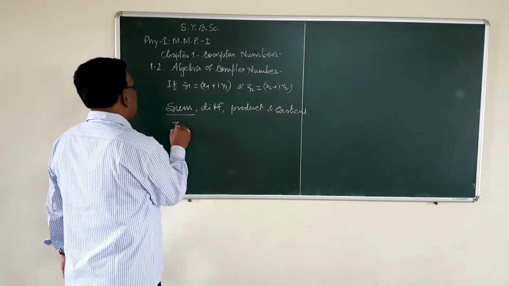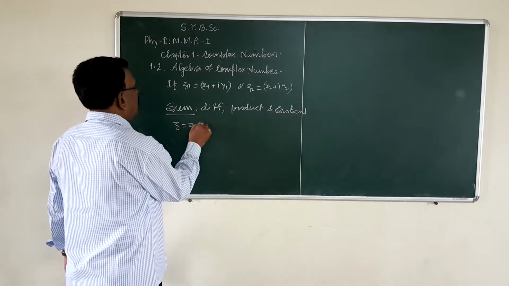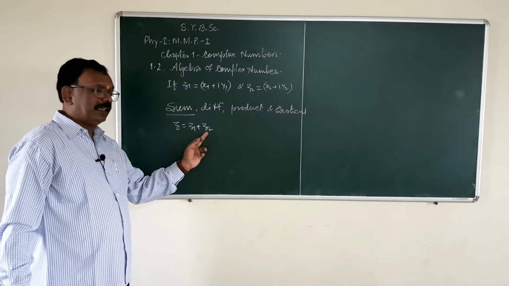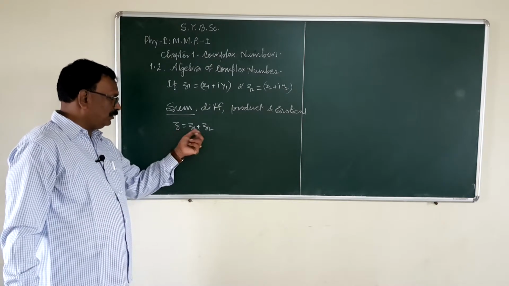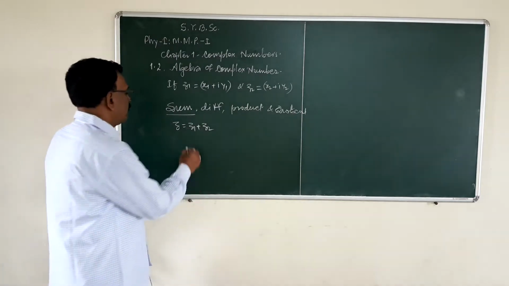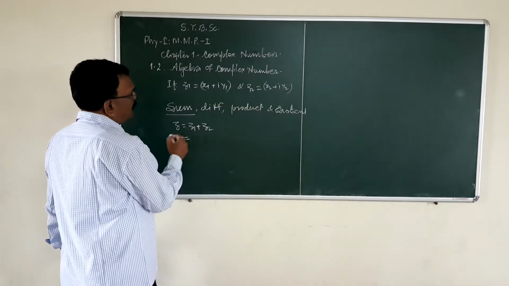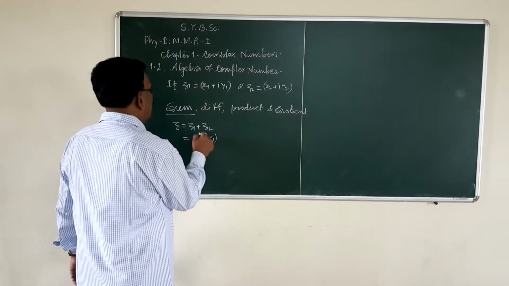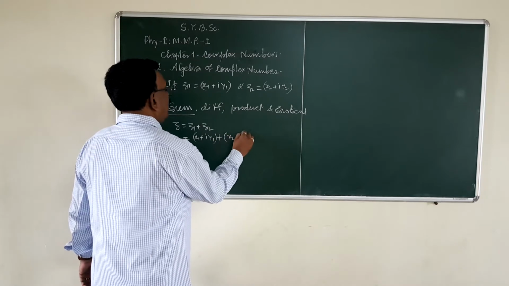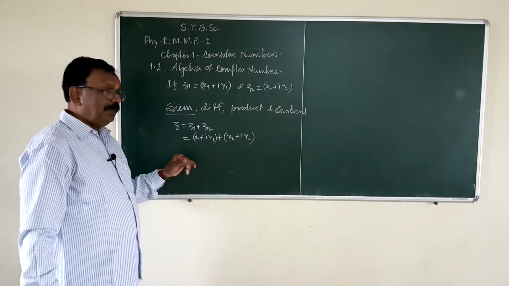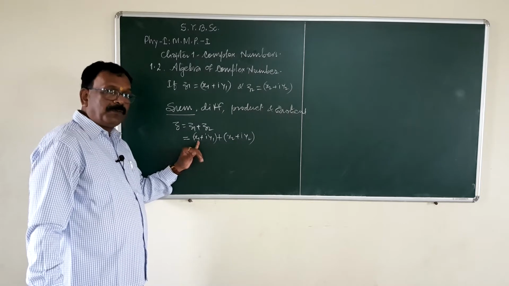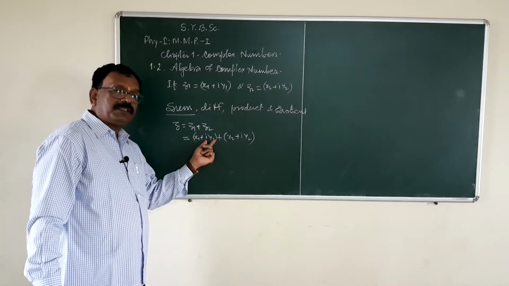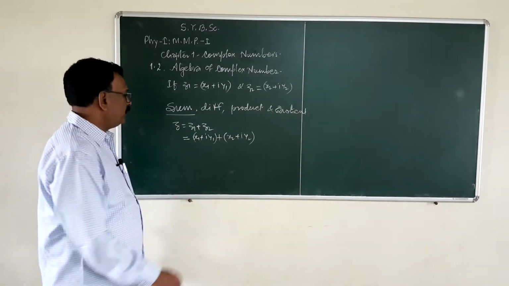For this consider z is equal to z1 plus z2. That is, z1 is the first complex number, z2 is the second complex number and z is equal to z1 plus z2 represents the sum of two complex numbers. Substitute the values of z1 and z2, we get x1 plus iy1 plus x2 plus iy2. Here we have to add the real part of the first complex number with the real part of the second complex number, and the imaginary part of the first with the imaginary part of the second.